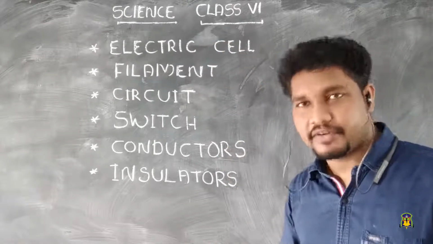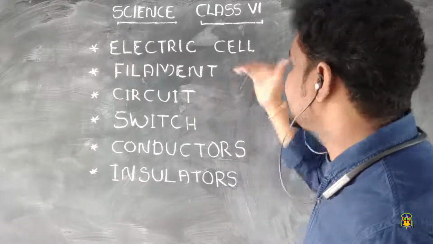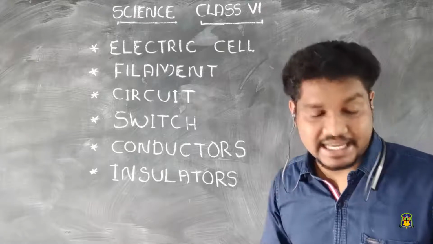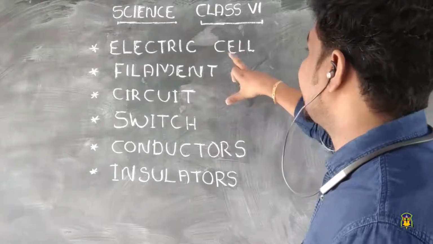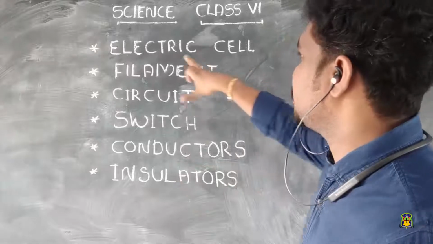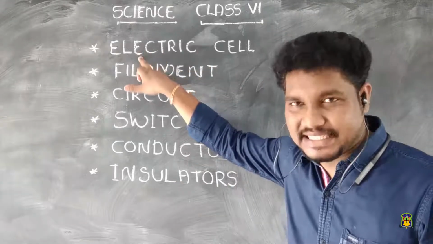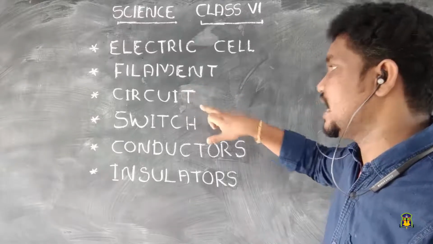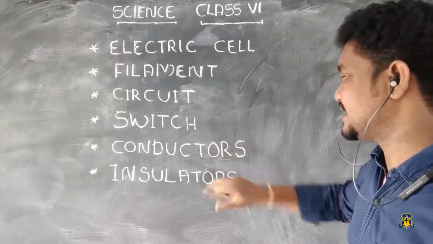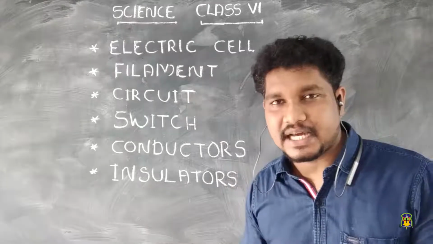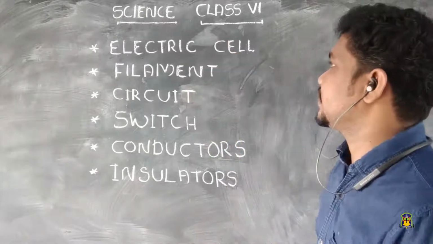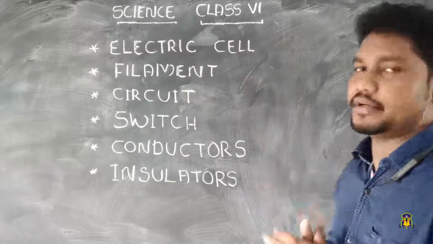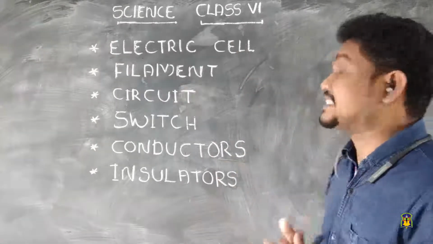We already completed this chapter, and today we will discuss the summary of the 12th chapter, electricity and circuits. The main points are written on the board. First is electric cell, second is filament, third is circuit, fourth is switch, then conductors and insulators. These are the important points we want to study from this chapter, and I will discuss all the points one by one. First one is electric cell.